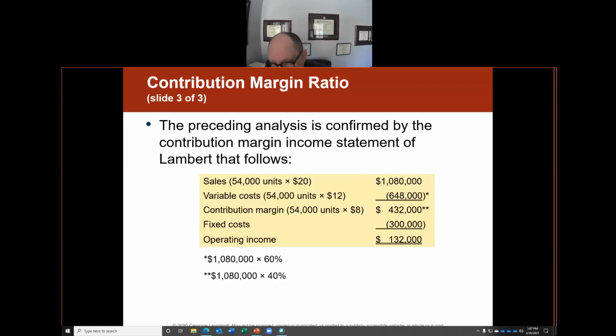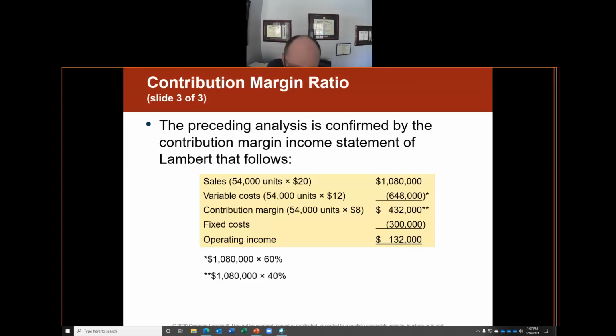We see the 648,000 is obviously changed. How we got there? 54,000 units sold times $12 per unit of variable cost. Sales minus total variable cost equals contribution margin, 432,000. 54,000 units times $8 per unit. $8 per unit is the variable cost.